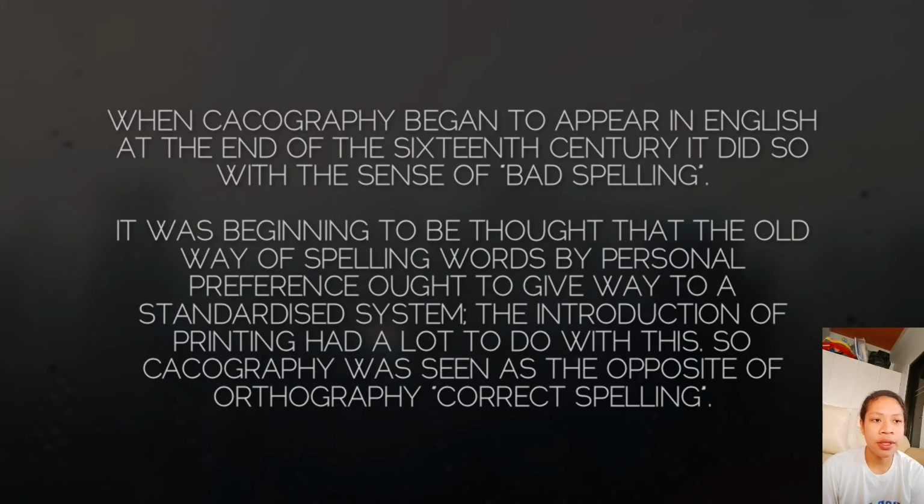When cacography began to appear in English at the end of the 16th century, it did so with the sense of bad spelling. It was beginning to be thought that the old way of spelling words by personal preference ought to give way to a standardized system. The introduction of printing had a lot to do with this. So cacography was seen as the opposite of orthography. Orthography means correct spelling.